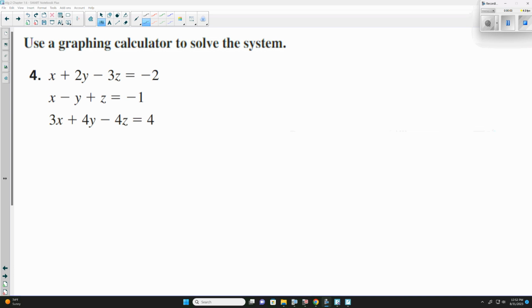So yesterday we did 2 with solving with the graphing calculator. So we're going to do at least 2 more with solving with the graphing calculator, and then I'm going to give you the rest of the time to work on the assignment.